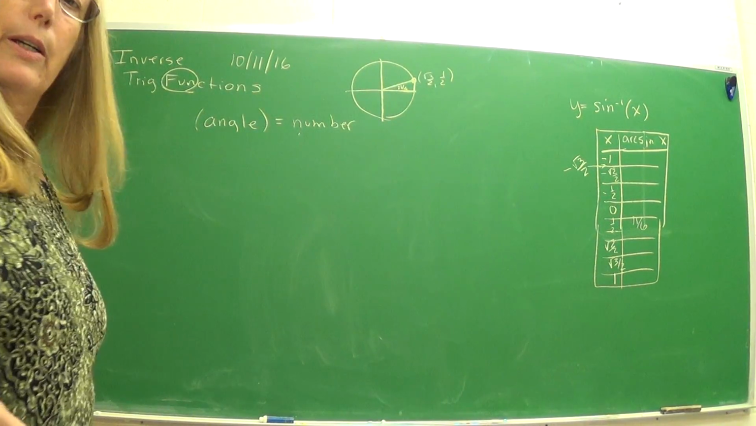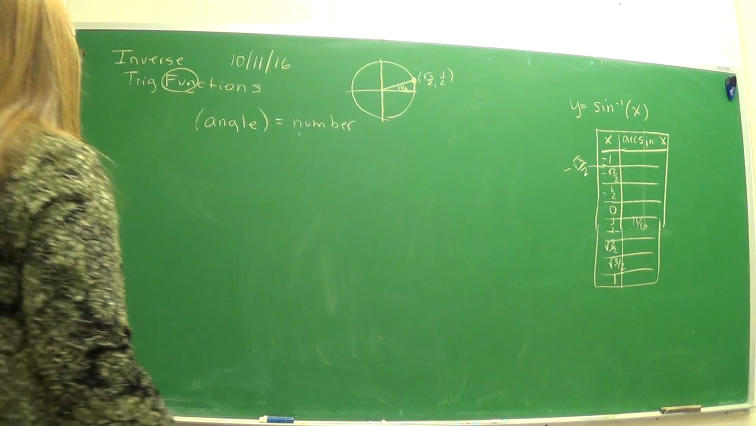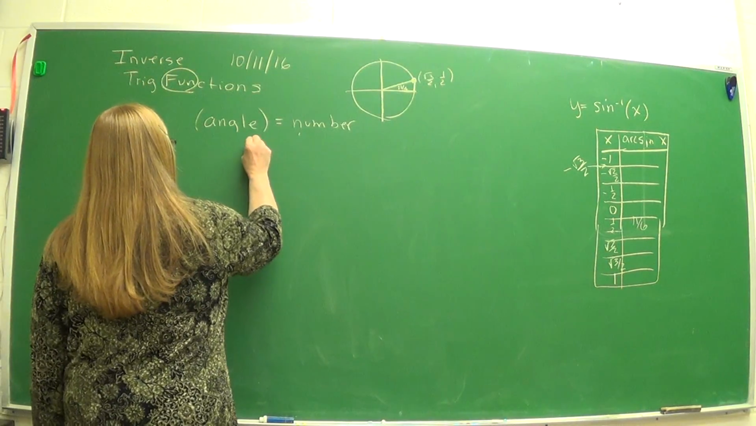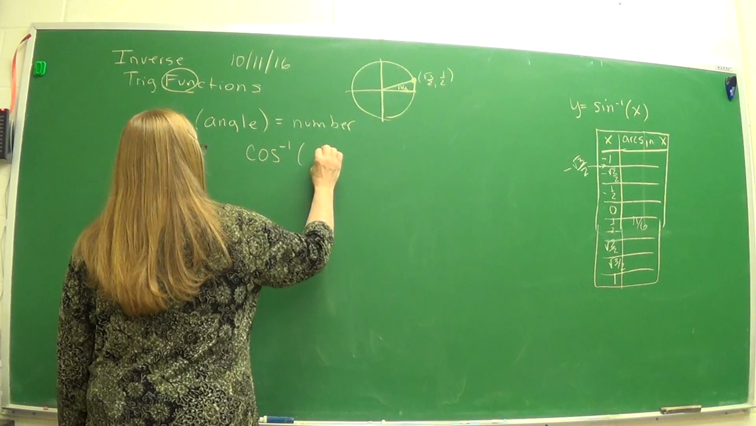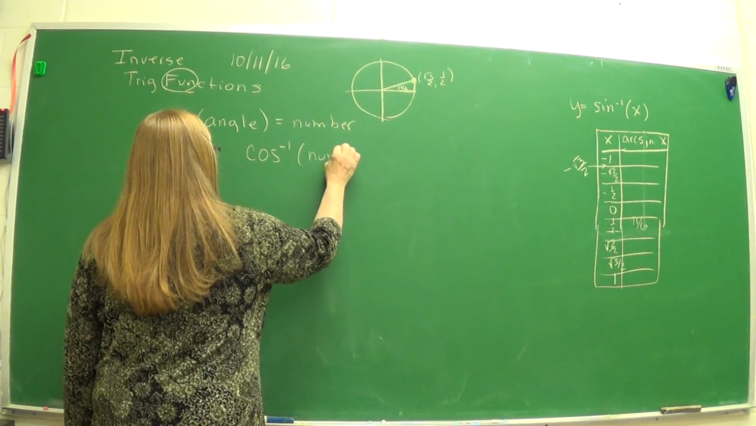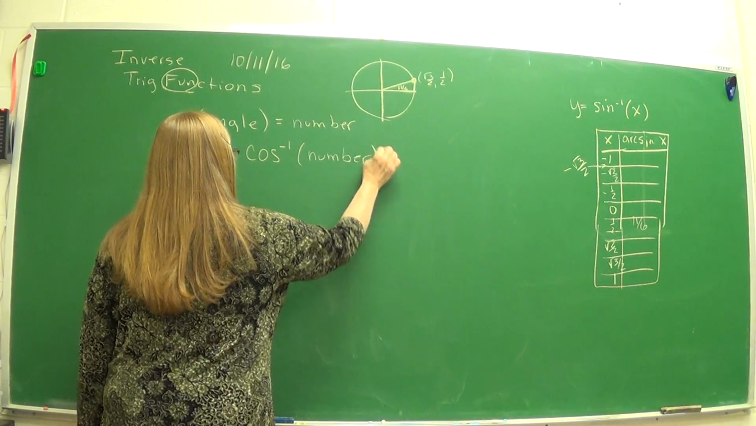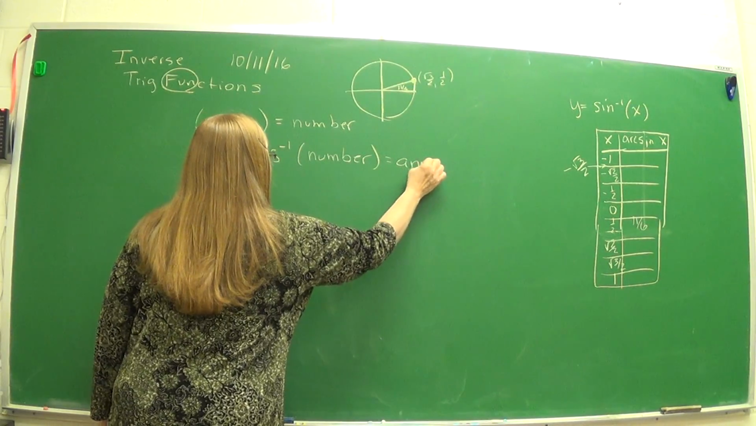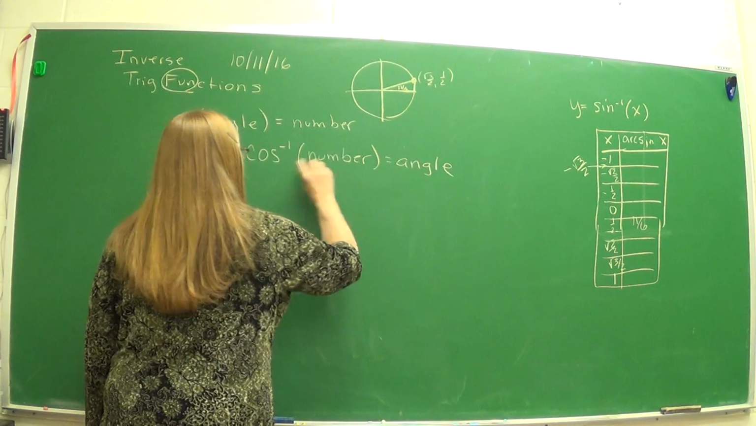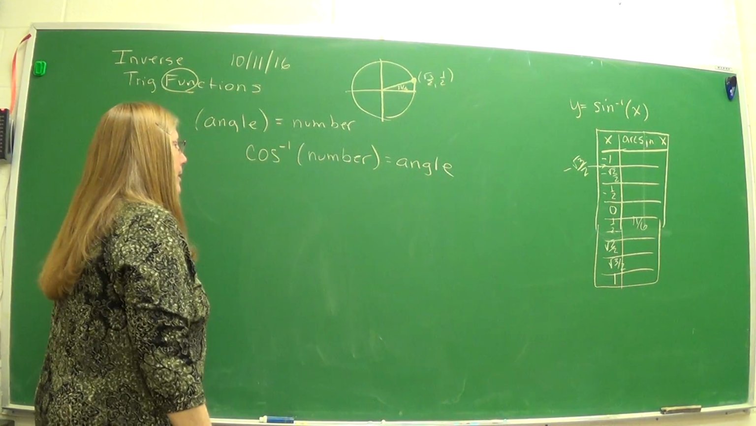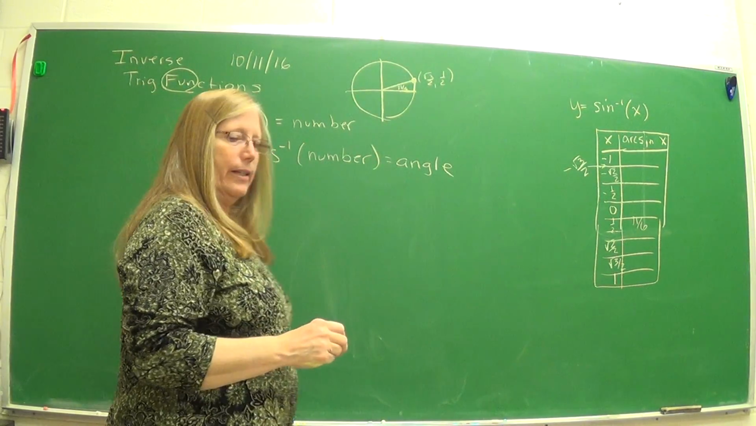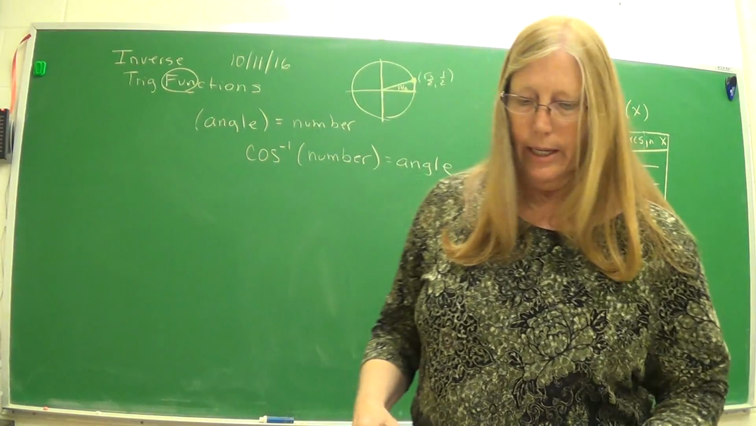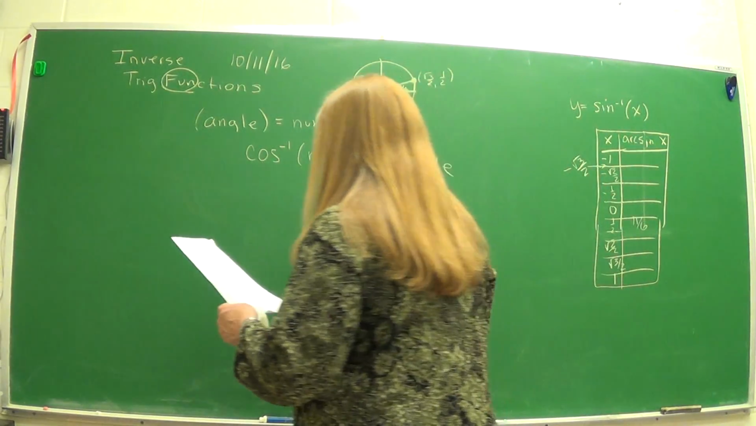Okay, part 2, we're going to do the inverse cosine. So we're going to write it like that. The inverse cosine of some number is an angle. And again, we're used to saying the cosine of an angle is a given number, so we're going to reverse that.